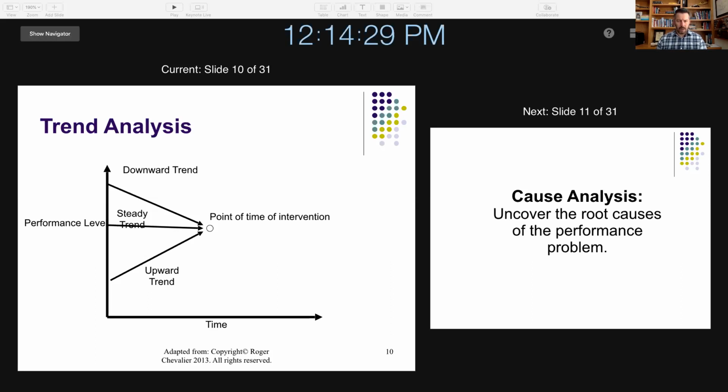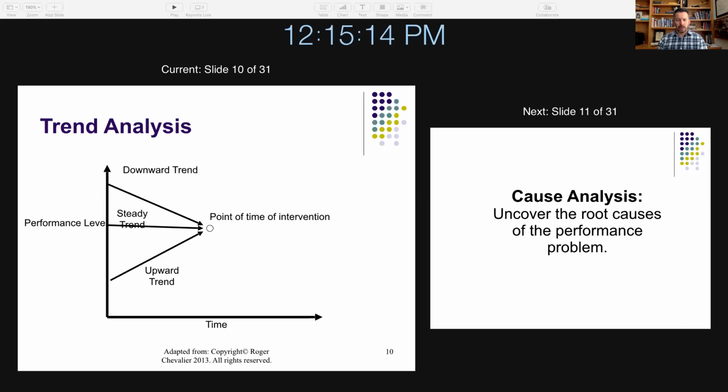This is probably self-explanatory, but I'll just real quickly say: if we have a downward trend in performance, that's a negative thing. And at the time of intervention, we would hope to see that downward trend either level off or maybe even go upward. If we just saw a leveling off of performance and we didn't look at the trend analysis, we might assume that the intervention had no effect, when in fact it actually helped correct a downward trend.